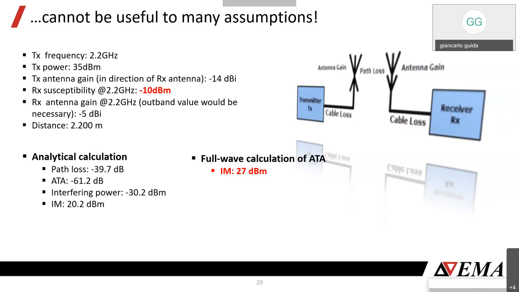Well, as a matter of fact, I calculated this interference margin using a full wave analysis tool, and I got 27 dBm. Certainly, I got a different value. Surely the interference margin is different, is larger, much more than calculated by analytical calculation. But what I learned from analytical calculation is, wait, look, these two antennas can have a problem. And the problem is serious because the interference margin is 20 dBm. And what the full wave analysis says to me is, yes, what you have seen as a problem is a real problem and you must take care of it.